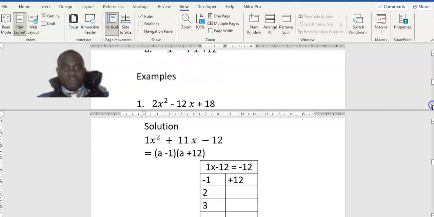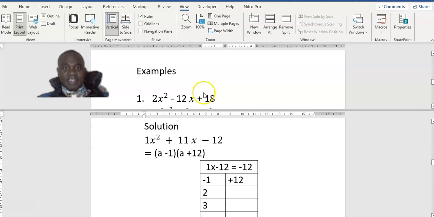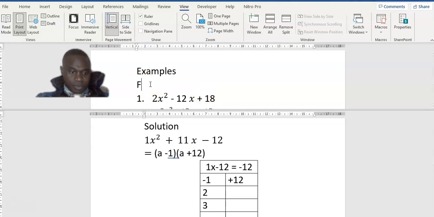Okay, we are moving on to the next example. This time it's not 1. We have a number which is greater than 1. So let's look at this one. We need to factorize this. So let's factorize this one.